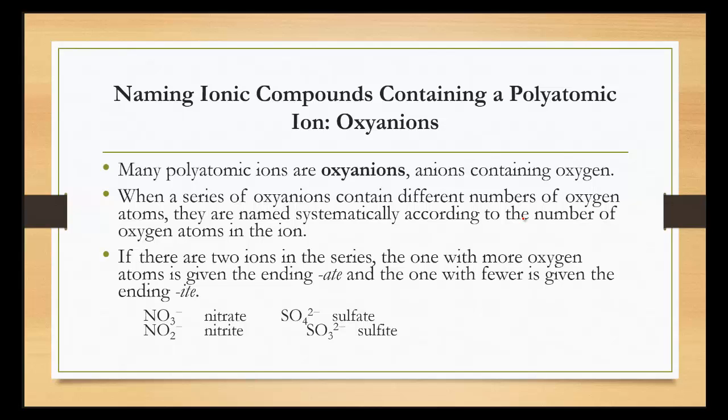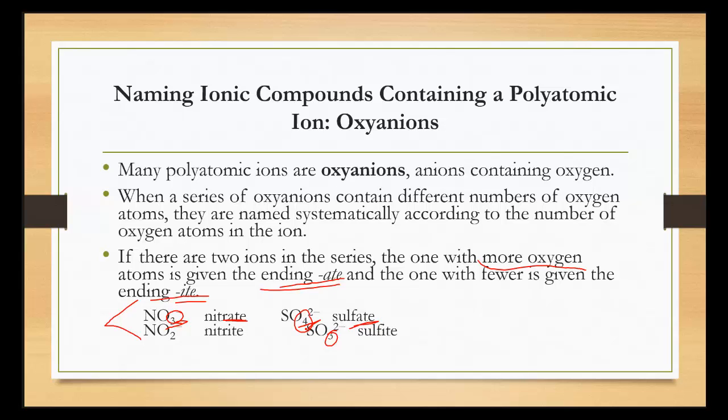If there are 2 ions in the series, the one with more oxygen has an ending of "ate." The one with fewer oxygen has an ending in "ite." So NO3 versus NO2: 3 is more, so it ends in "ate." SO4 versus SO3: 4 is more, so it ends in "ate." Notice that the actual quantity didn't matter. It's a rating of them.